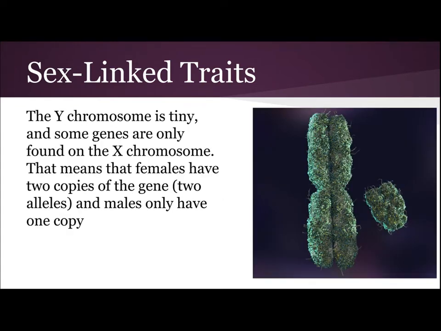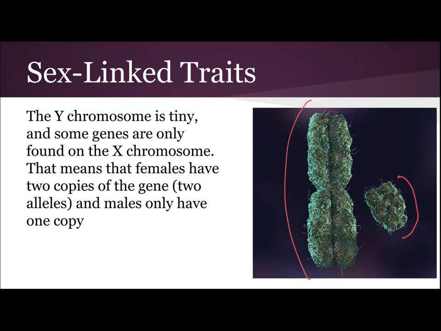So here's a picture of an X chromosome and a Y chromosome when they're in their duplicated form. So this big one is the X and this little one is the Y. You should notice right away the Y chromosome is tiny. It's very, very small compared to the X.